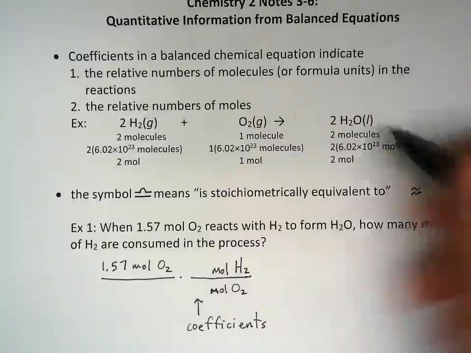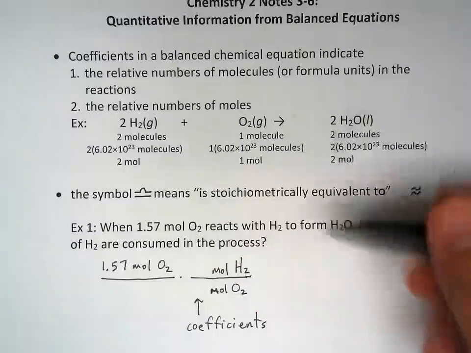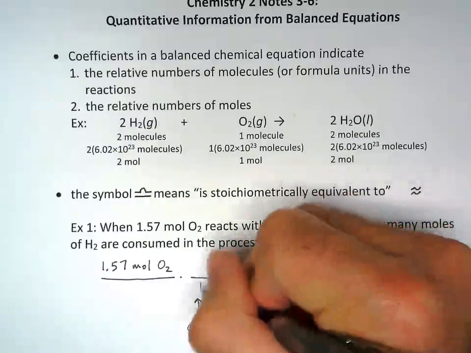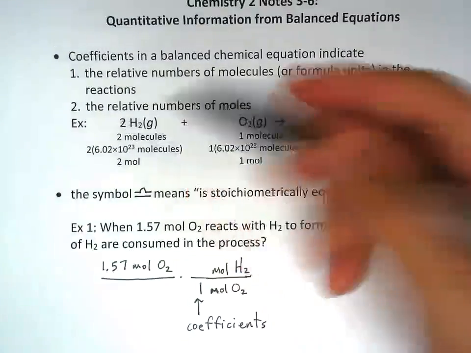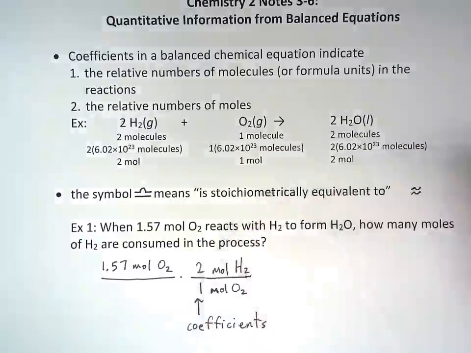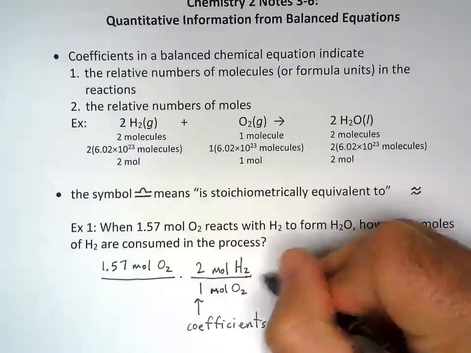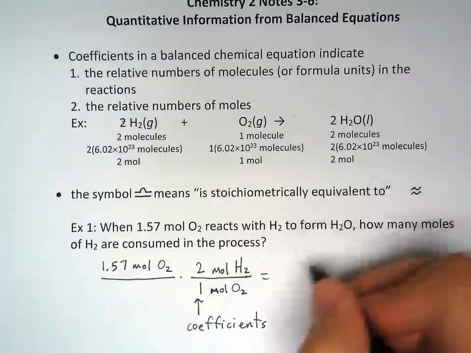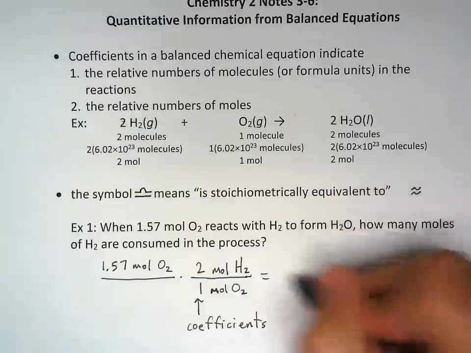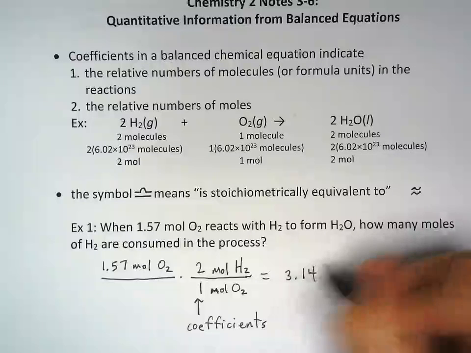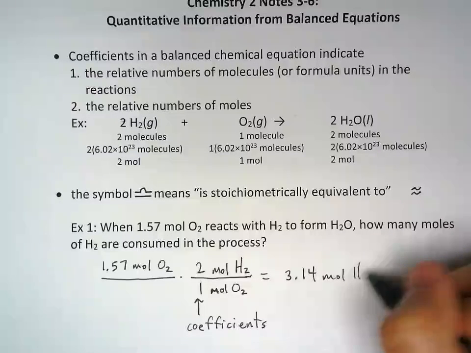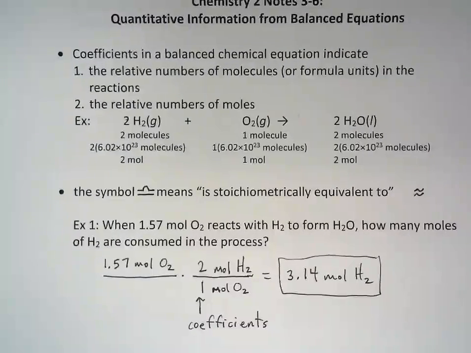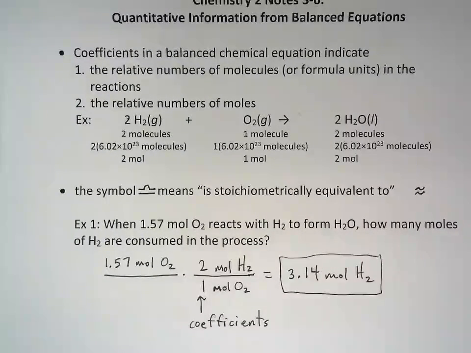All right, so in front of O2, up here we have nothing, so it's a 1. In front of H2, we have a 2. So it's just like this. And it says how many moles of H2, so we're in the label we want to be in, so we just do the math. Significant figures, 3, so it's 3.14 moles of H2. Boom. All right. Make sense?